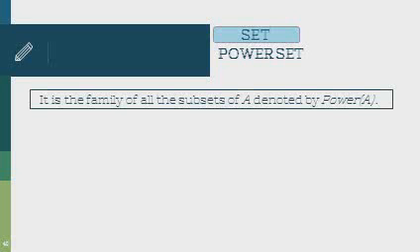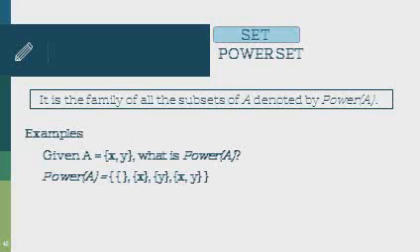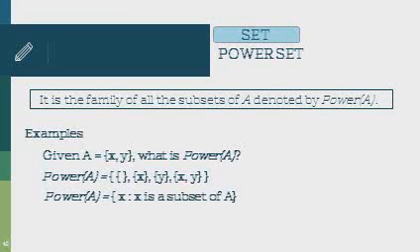Power set. It is the family of all subsets of A, denoted by power A. Examples. Given A equal to {X, Y}, what is power A? Here is the power set. Those are the subsets of our given set. When we say power set, it is the family of all subsets, so we just list all the subsets one by one.